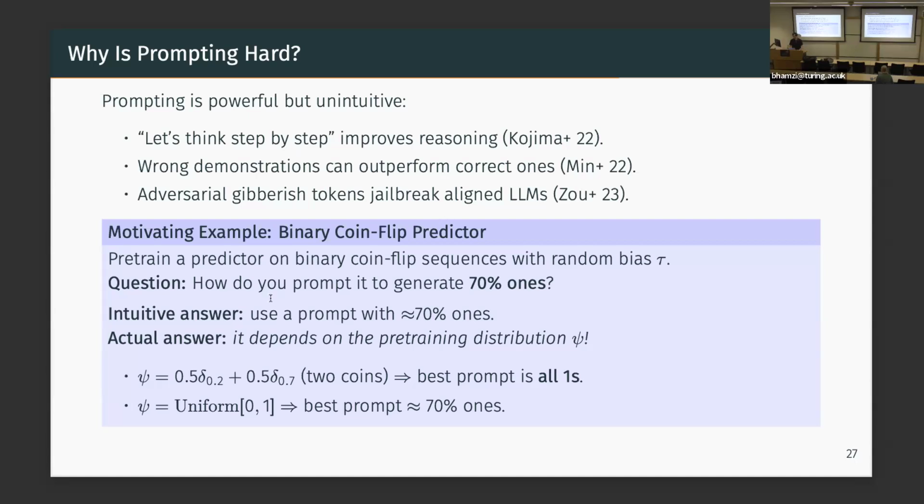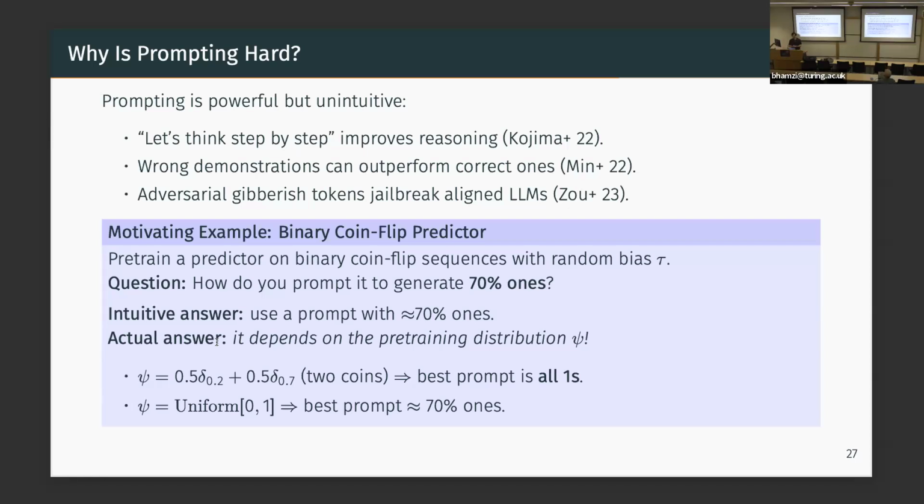We have seen before that if the training distribution is uniform between 0 and 1, then you should be able to fit in the zeros and ones with the right proportion with respect to targets. But if the training distribution only has 2 possible points, 0.2 and 0.7, then it turns out that the best prompt is all ones, because that just concentrates the posterior towards the 0.7 mass.